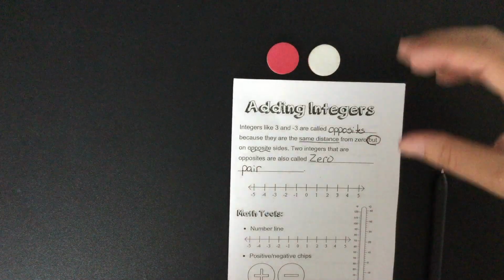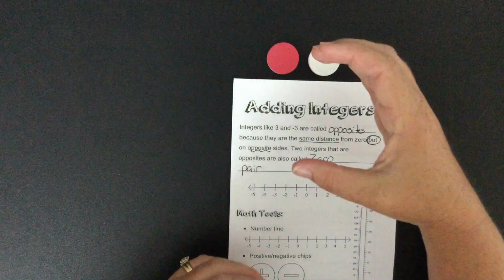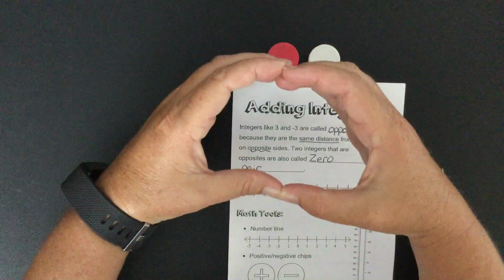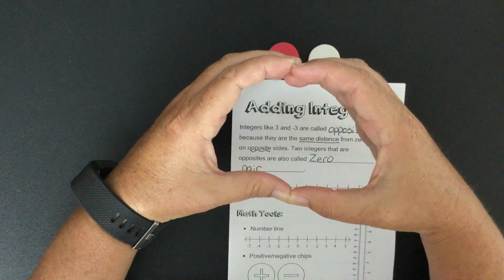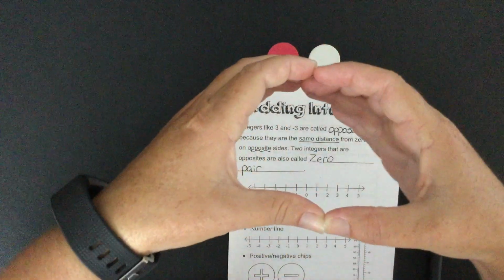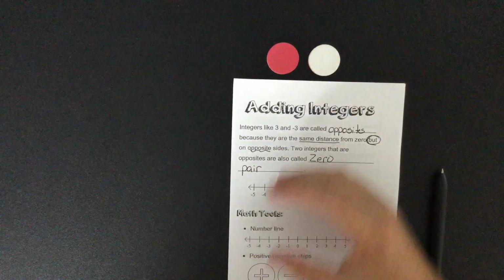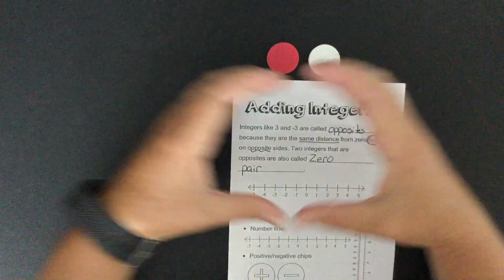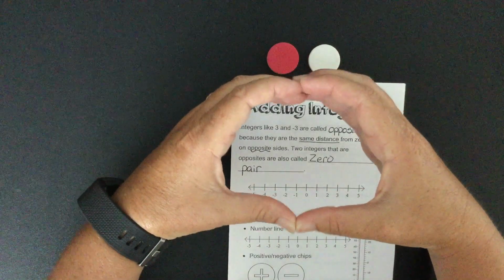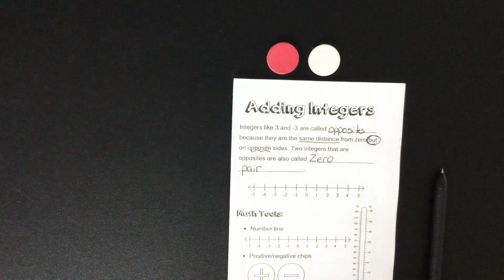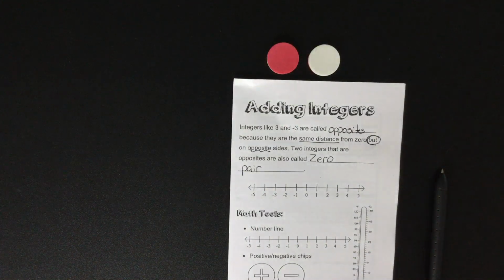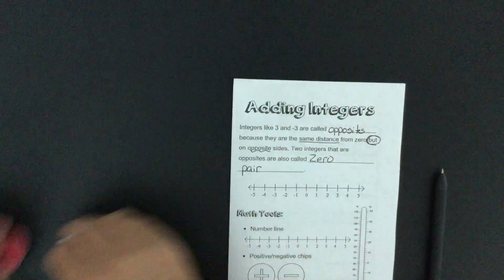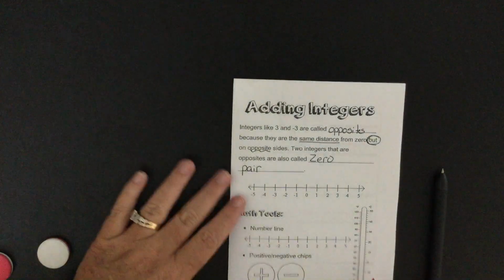This is how I like to remember it. I've got a negative and a positive together. They make what number? Zero. So everybody do this. Negative, positive, together, they make zero. All right, so we had our little movement there. Okay, so let's go ahead and do a little coloring.